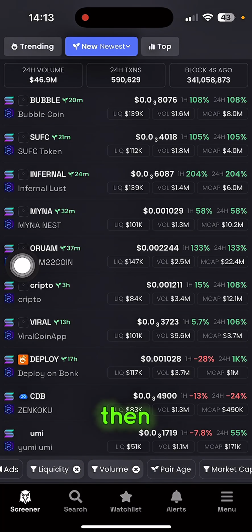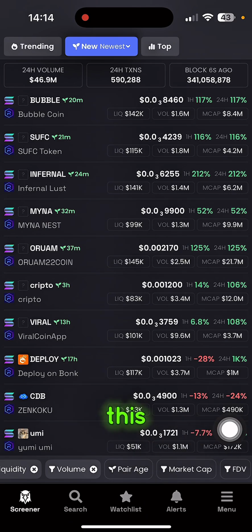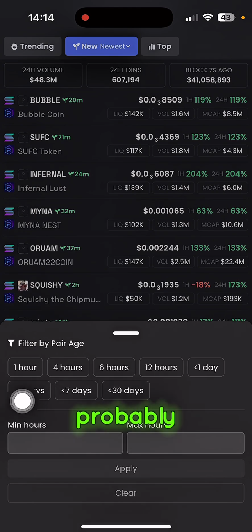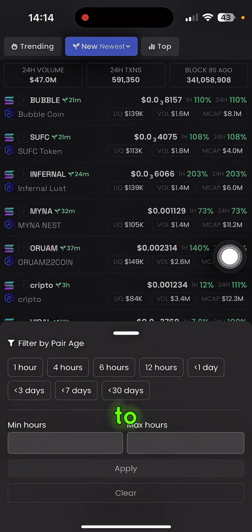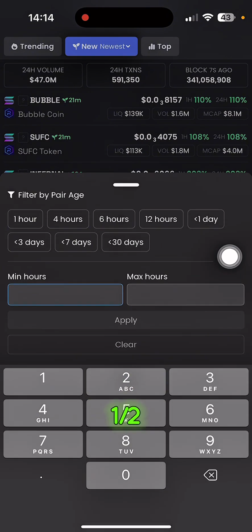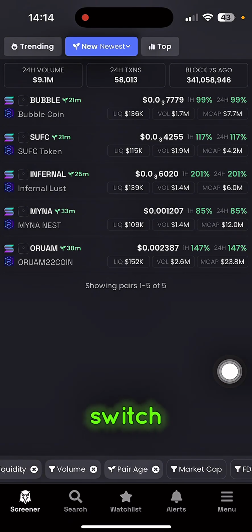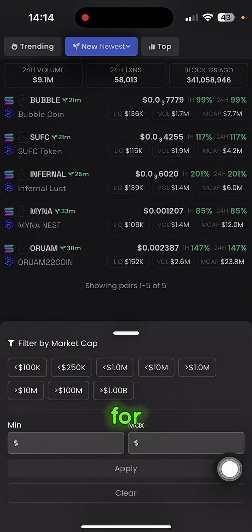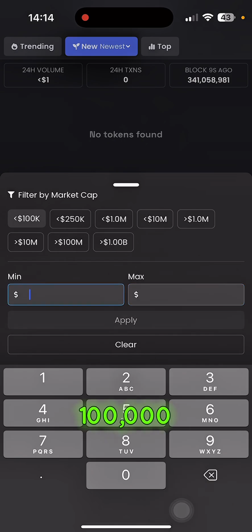And after then, you will go over to the age. Age, this is how old the coin is. Okay, so I'm looking for a coin that is probably very new. That's the more reason I'll be sticking to an age of about 1 hour. And after then, you go over to the market cap and switch up the market cap to about, let's go for about 100k market cap. Let's go for 100,000 minimum.